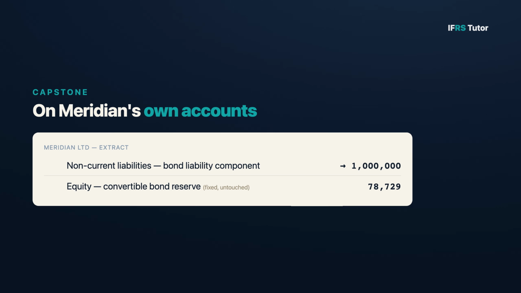Let's land it on Meridian's own accounts. Non-current liabilities. The bond's liability component, growing each year toward $1 million. Equity. A separate convertible bond equity reserve line, a fixed $78,729, untouched. 2 numbers from 1 contract, exactly where IAS 32 says they belong.